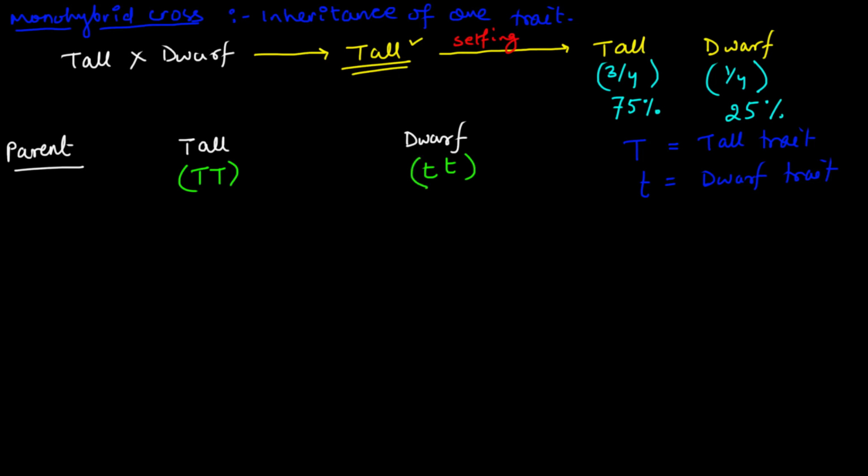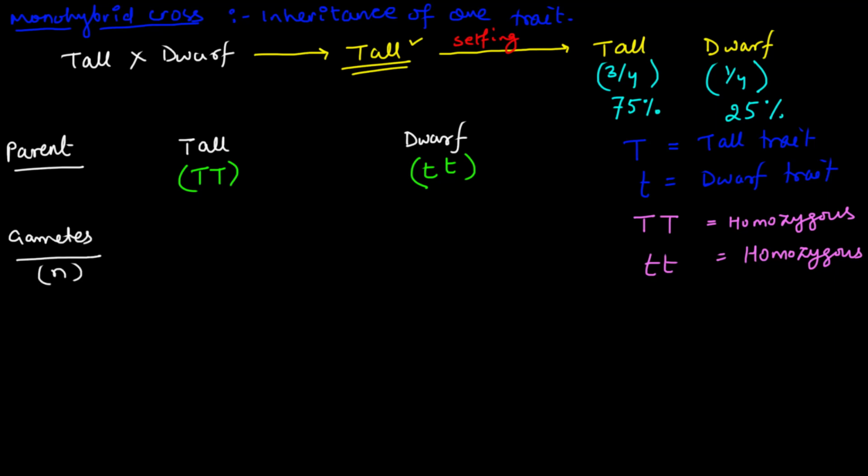Now, another thing that you have to keep in mind at this point is that when you have the same type of allele in a diploid condition, it is called homozygous. So small t, small t or capital T, capital T is called homozygous. Now, obviously, when they undergo the process of sexual reproduction, they produce gametes, and the gametes are going to be haploid. So haploid means they're going to have only one set of chromosomes. And when we are talking about one set of chromosomes, there is going to be only one allele present in the gamete.